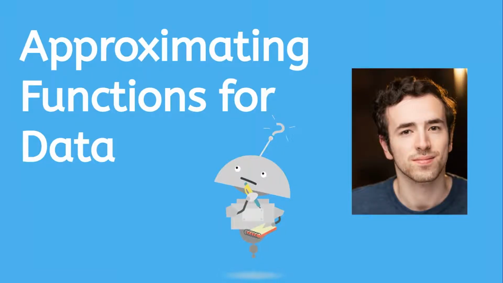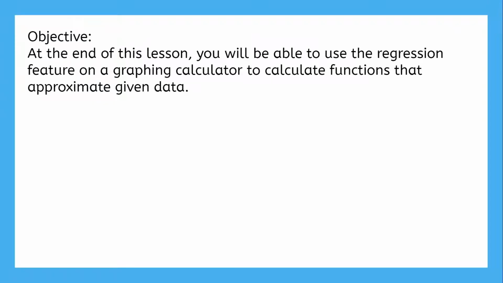In the last video, you learned how to write exponential functions that perfectly match given data points. Here's the problem though. In real life, data usually doesn't fit perfectly on a function. In this video, you'll learn how to use technology to write functions that approximate data using a function known as regression. At the end of this lesson, you will be able to use the regression feature on a graphing calculator to calculate functions that approximate given data.